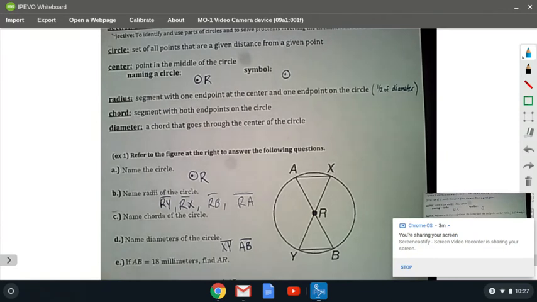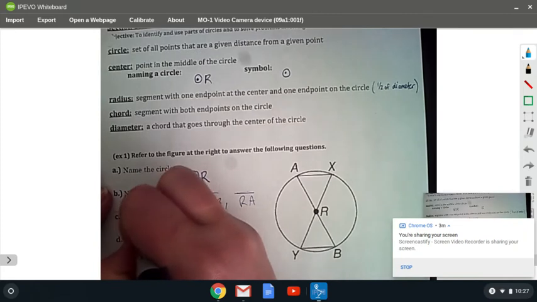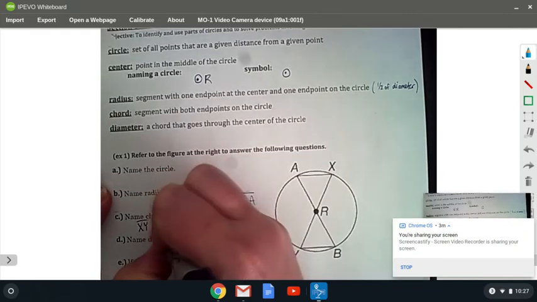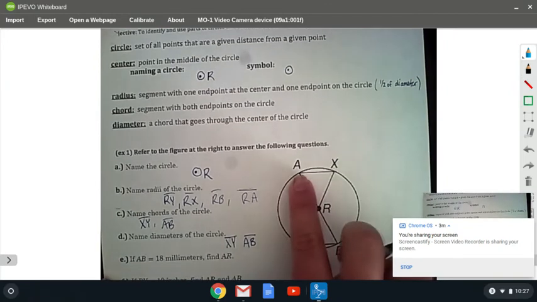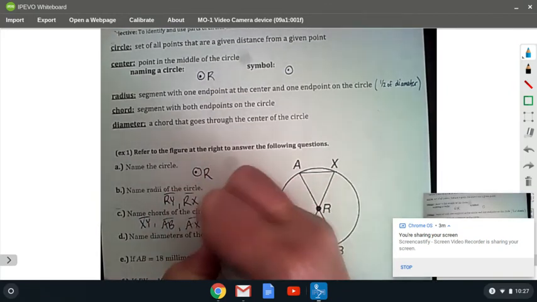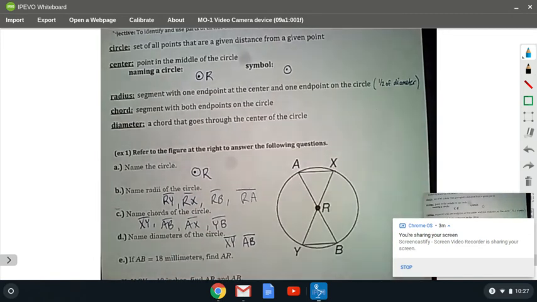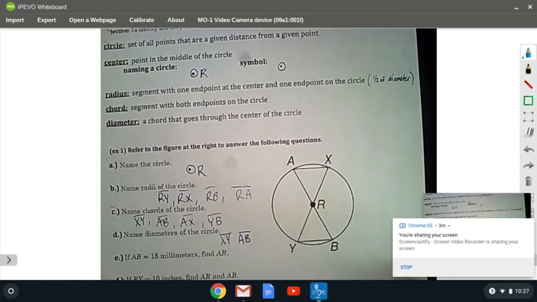Naming the chords of the circle. There are a lot of chords here. So first of all, we do have our diameters that I said we can use again. Those are also chords. So we can say XY and AB. Another thing we could do here is AX and YB, because chords don't have to go through the center. It's just making sure those two endpoints are on the edge of the circle.